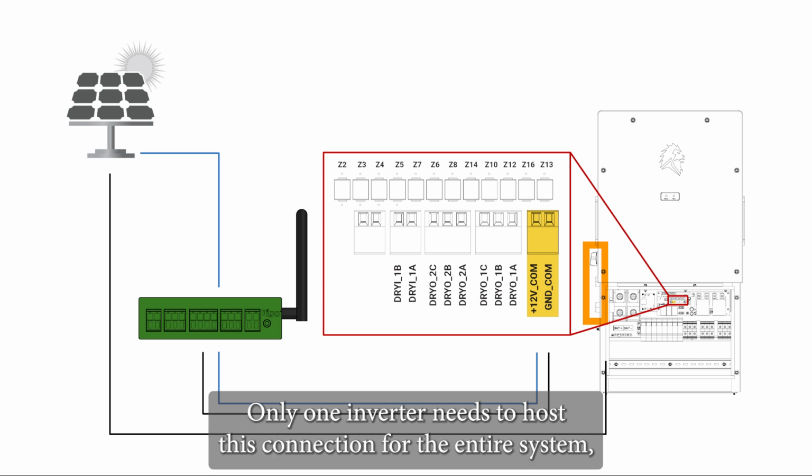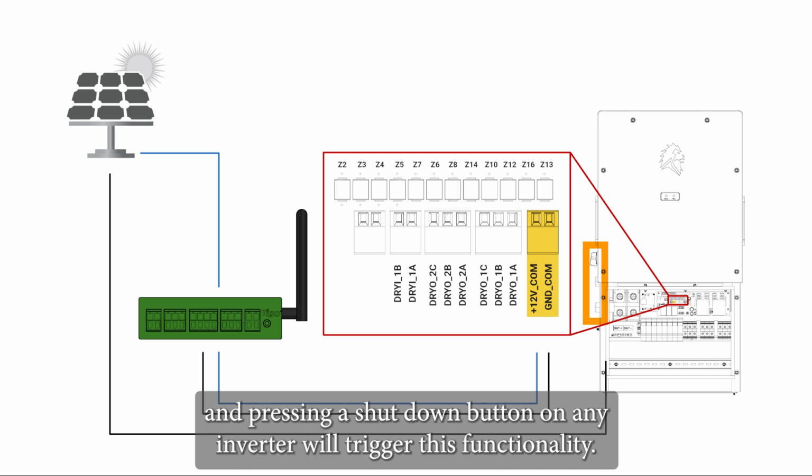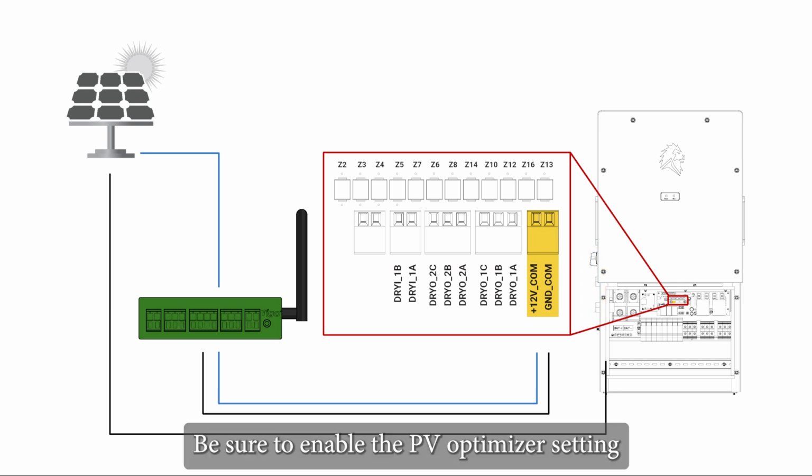Only one inverter needs to host this connection for the entire system, and pressing a shutdown button on any inverter will trigger this functionality. Be sure to enable the PV optimizer setting in the inverter menu during commissioning.